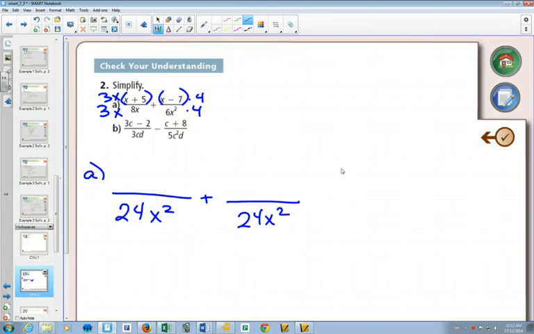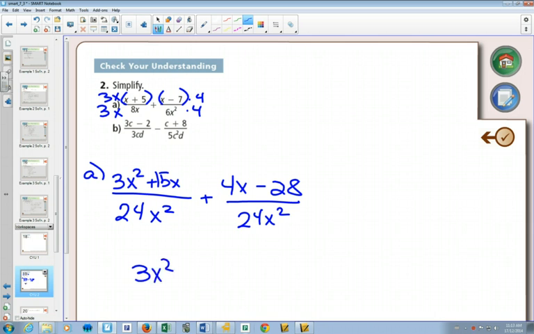On the top, though, we're going to distribute. So 3x times x will give me 3x squared. 3x times 5 will give me 15x. And over here, 4 times x will give me 4x. And 4 times minus 7 will be minus 28. Now I have a common denominator. And when I add the tops together, I do have some like terms as well. So that's part of simplifying.